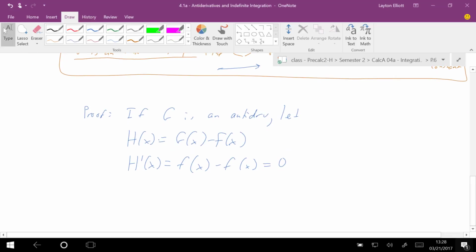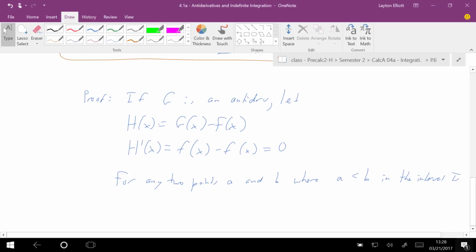Well, for any two points, A and B, where A is less than B, in the interval I, so A and B are points in that interval, and A is just smaller than B. A is actually an x-coordinate.